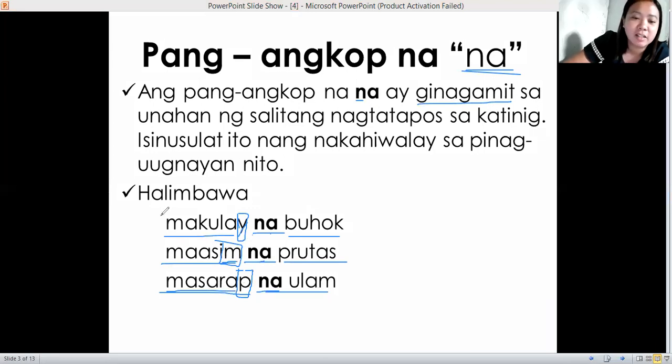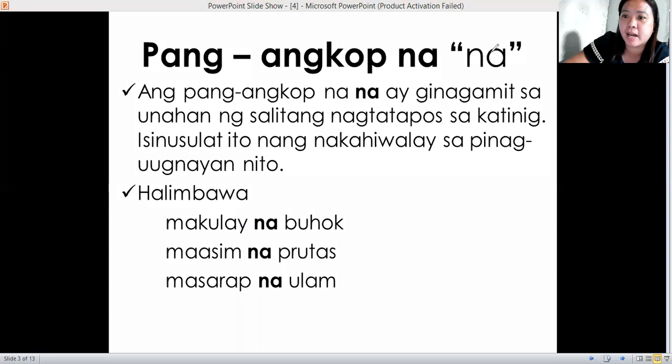Now, let's read together the three examples. 1, 2, ready, go. Makulay na buhok, maasim na prutas, masarap na ulam. Remember, we use na if the last letter of the first word ends with a consonant. Alright? So, remember this one, pang-angkop na na.